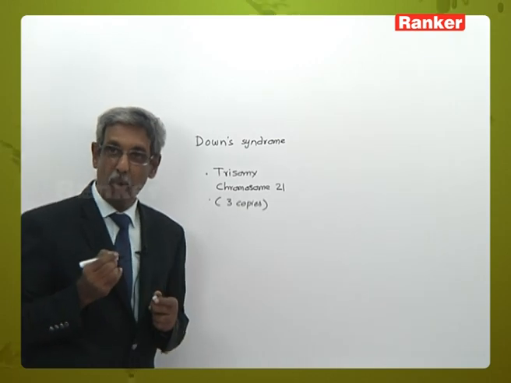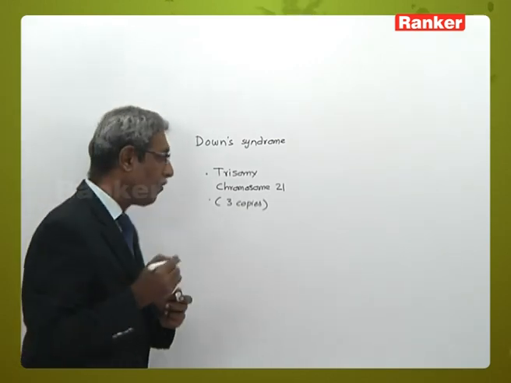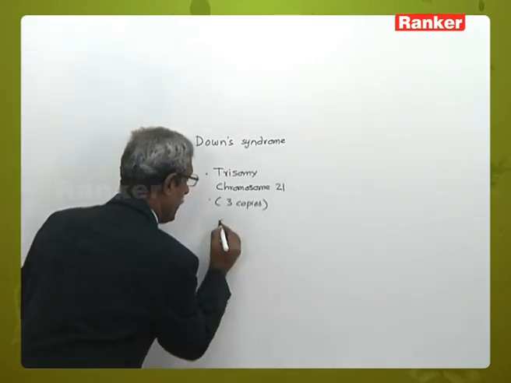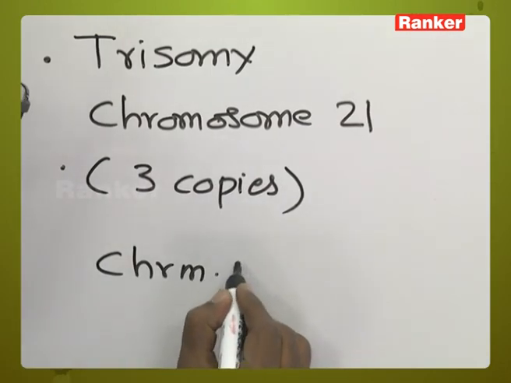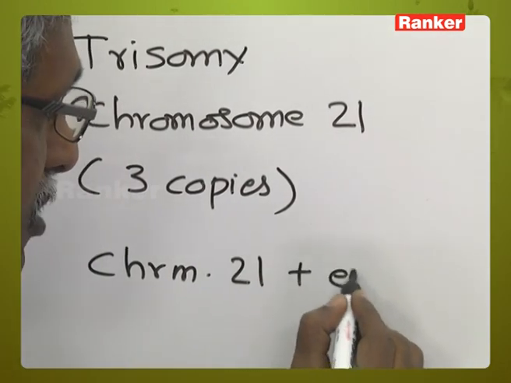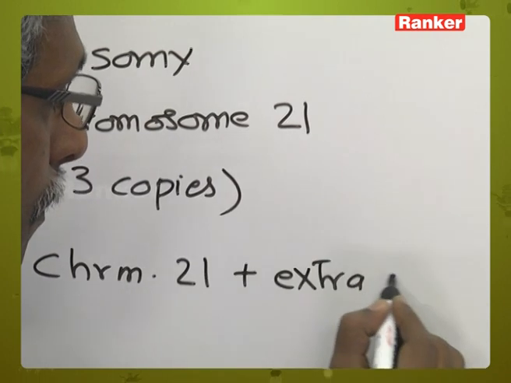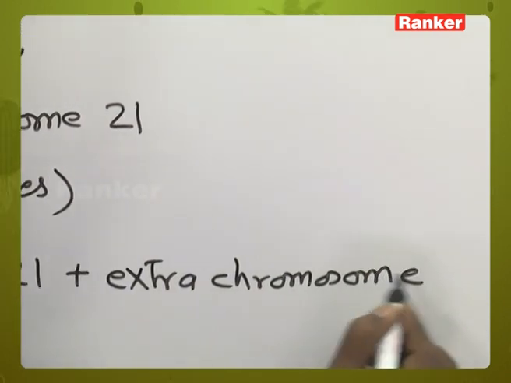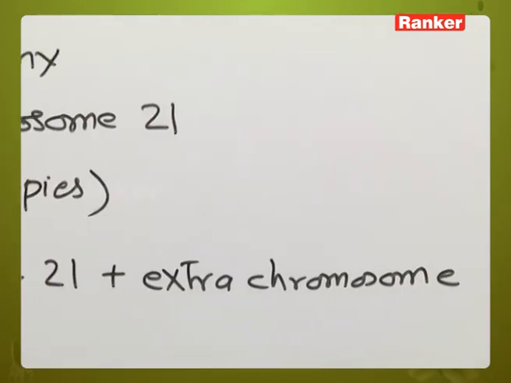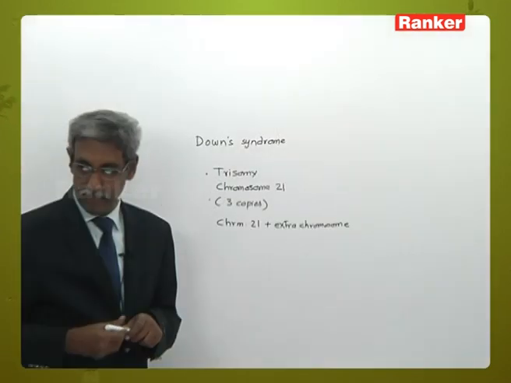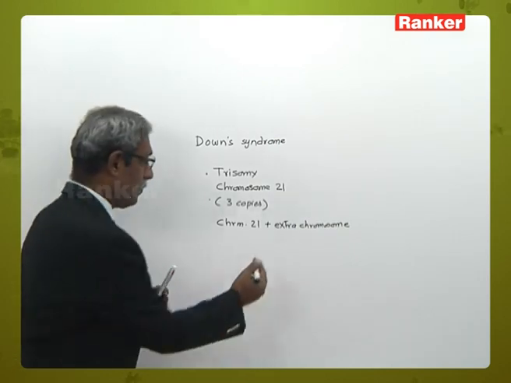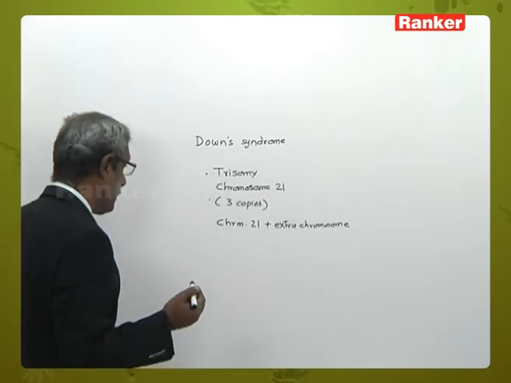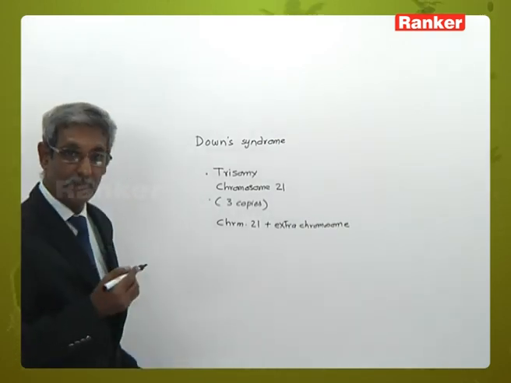There is the presence of an extra chromosome of chromosome 21. So, chromosome 21 has an extra chromosome. An extra chromosome is added; there is an add-on of the chromosome.